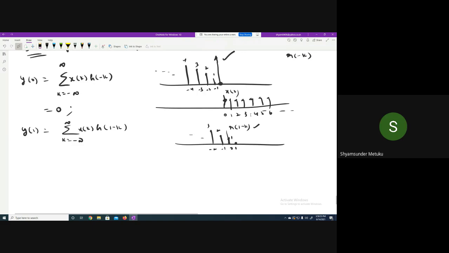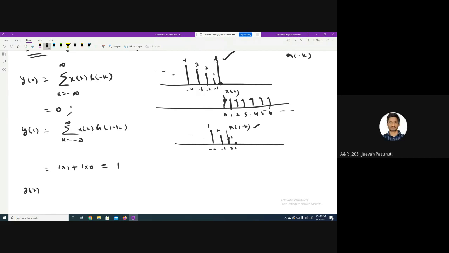So in this case, how many overlapping? 2. Out of the 2, one is 0 again here. 1 into 1 plus 1 into 0, which is 0. It is 1. Clear or not?